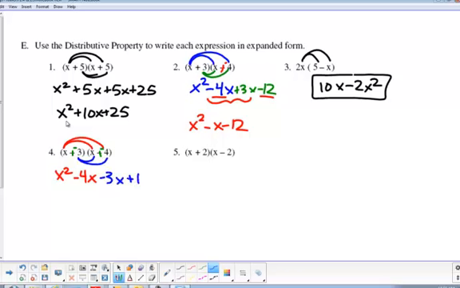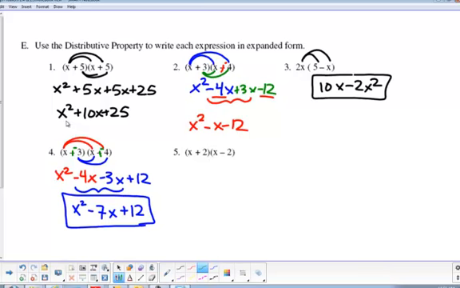Remember, 2 negatives multiply to give you a positive. And this last one's something special. It's called difference of squares because one's a plus and one's a minus, and the stuff in the parentheses is the same. And in the difference of squares, the middle 2 terms cancel each other out, and that always happens.